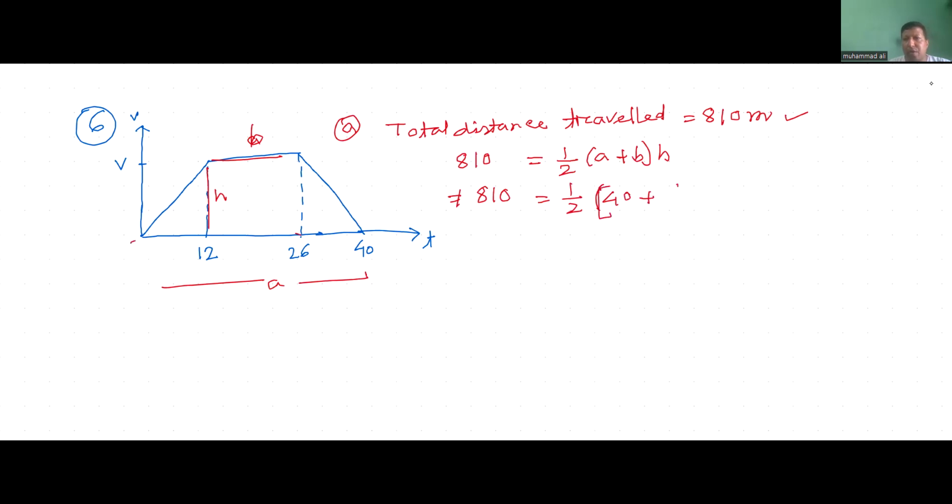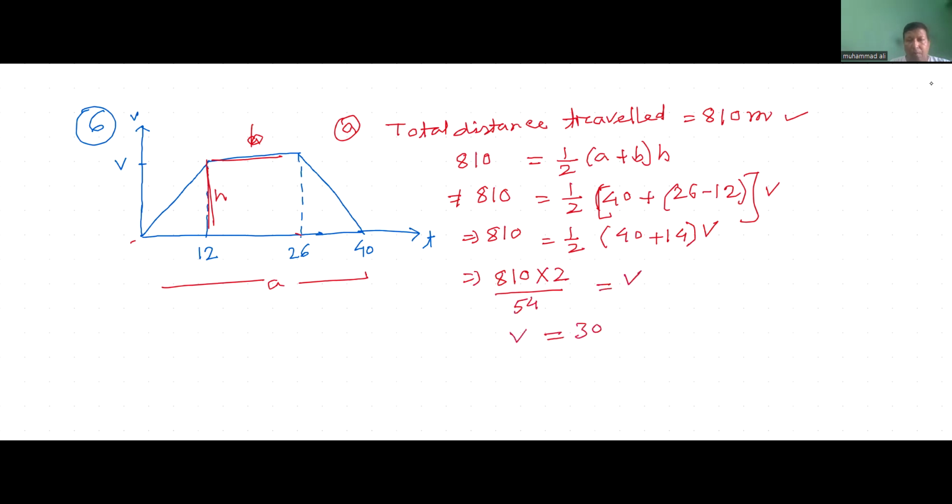26 minus 12, and h is v here. So 810 equals half, this is 40 plus 14, into v. Now 810, cross multiplication, multiply 2 divided by 54 equals v. That means v equals 30 meter per second. So our first answer is completed. The value of v is 30 meter per second.